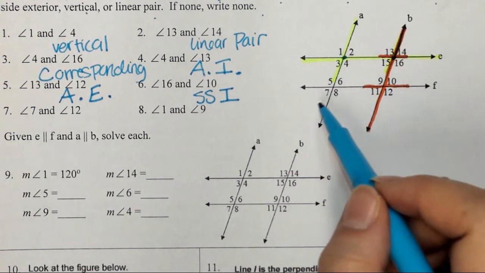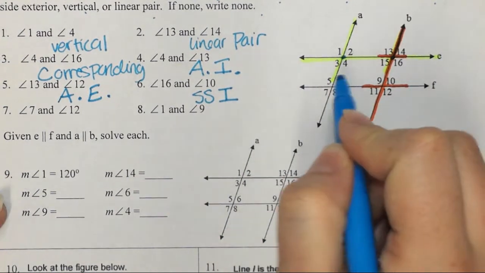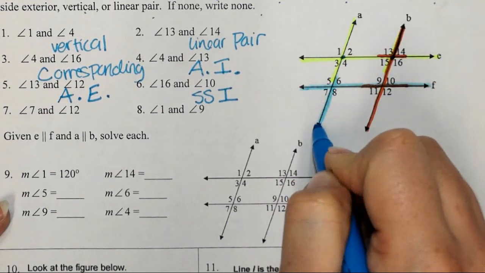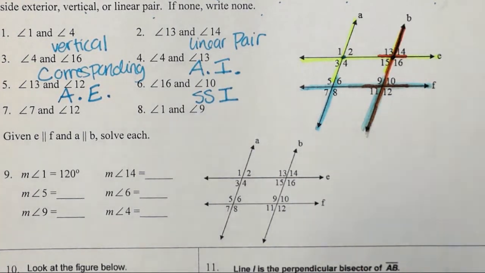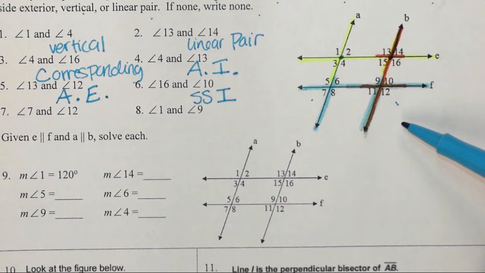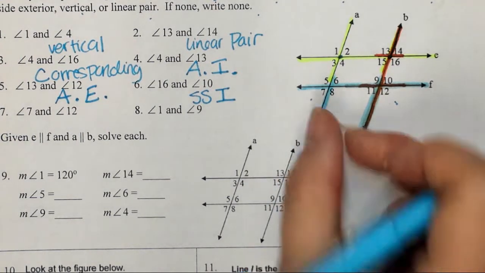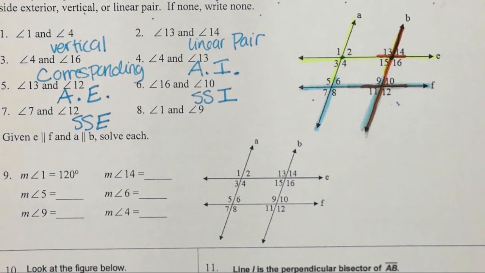Number 7 asks us to compare 7 and 12. We've got a new transversal. Okay. 7 is made with line F and line A, and 12 is made with F and B. So this time our transversal is along line F. Okay. 7 and 12 are both below line F, so they're on the same side of the transversal. They're outside of these two lines, so those are same side exterior angles.